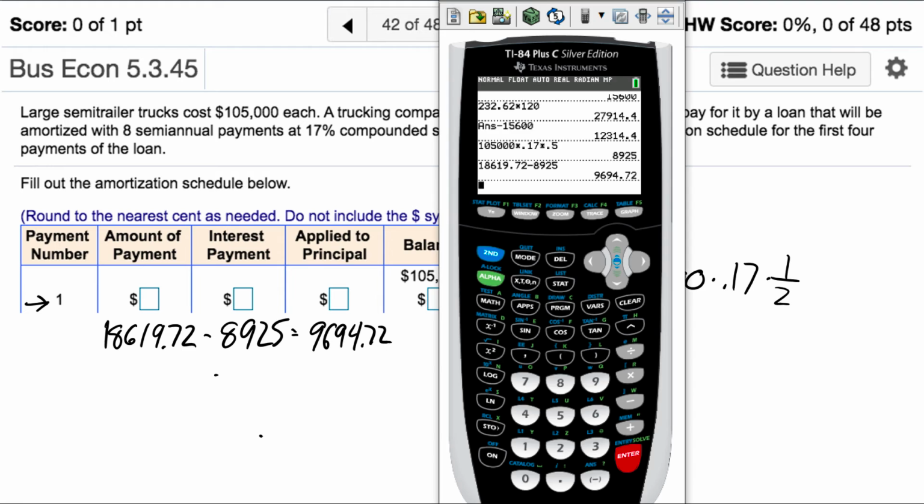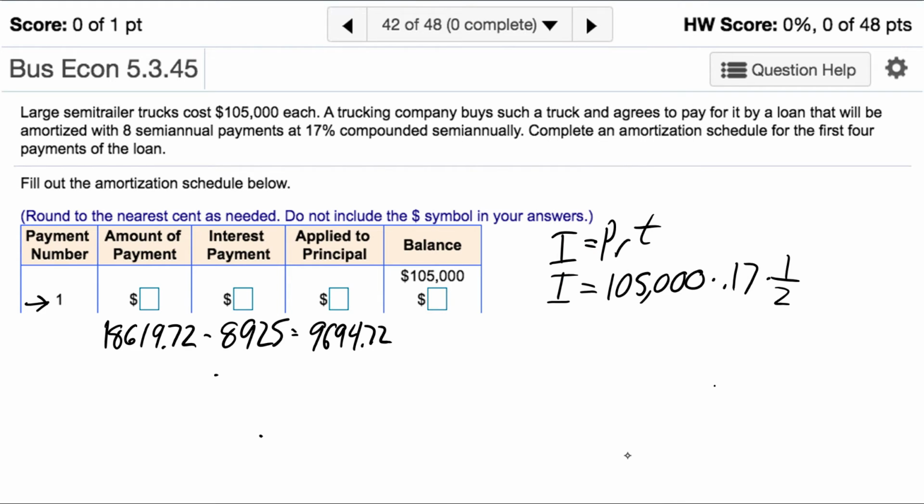So now we're going to take our balance, $105,000, and subtract out that amount, the amount that's applied to the balance. So minus, and then we can just hit second and the negative button to pull up that answer. And so we get $95,305.28. So that's the new balance.